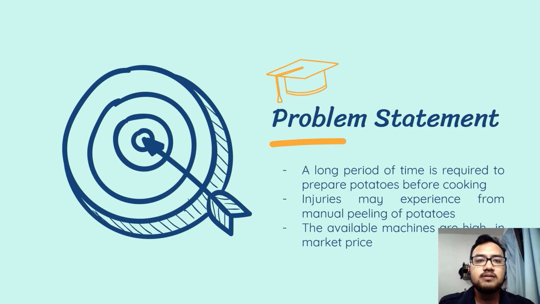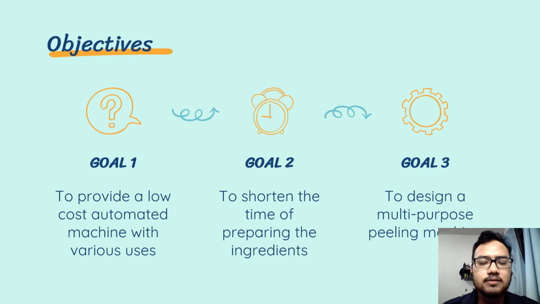Next is the problem statement. Some obstacles faced by food processing operations are that it takes a long time to prepare the potatoes before they can be cooked. Some also face injuries while manually peeling potatoes. For the last problem, some small food processing operations face the issue that the available machines on the market come with a high price.